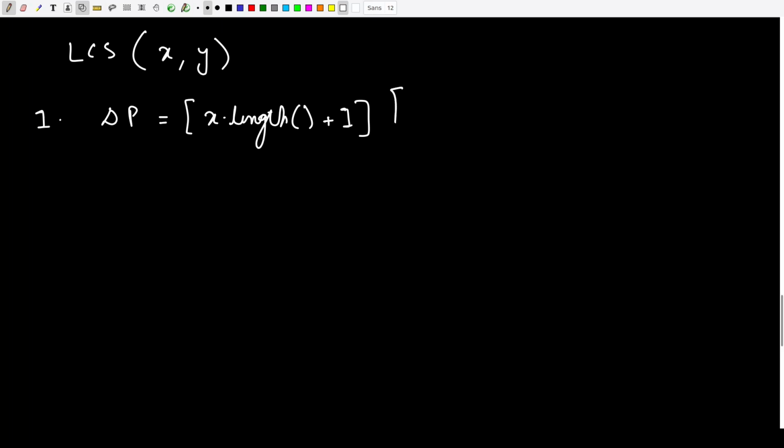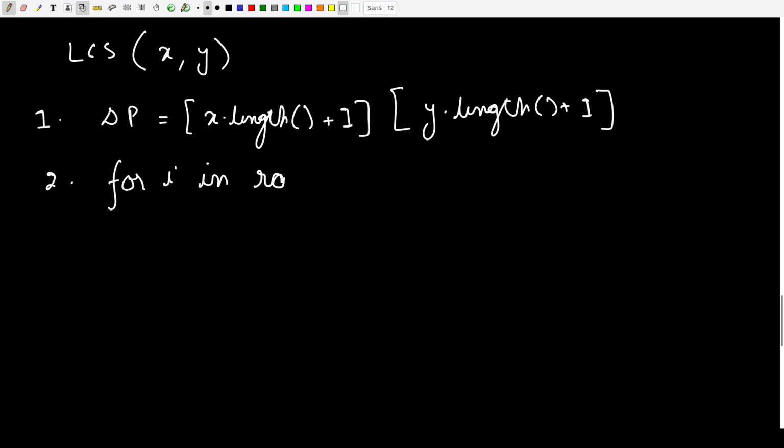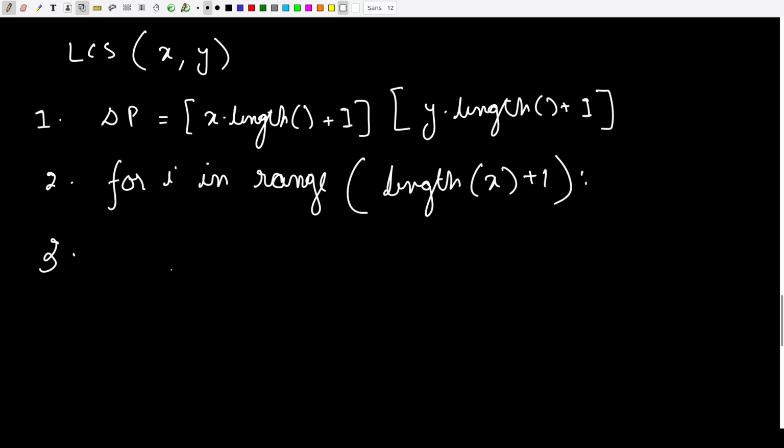So now let us discuss the pseudocode for this problem. First let us discuss the pseudocode for LCS. Over here x and y are given to us. What we are going to do is take a DP table whose size is x dot length plus 1 rows and y dot length plus 1 columns. So now we will iterate on x and y: for i in range length of x plus 1 and j in range length of y plus 1.